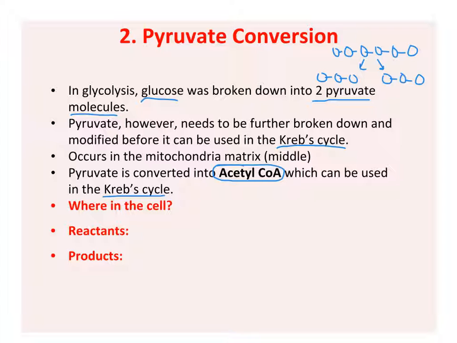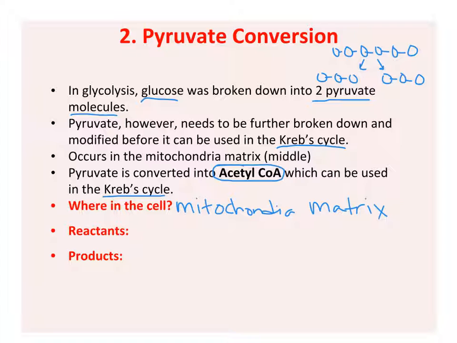It occurs within the mitochondrion, but to be more precise, it's called the mitochondria matrix. And if you remember from that first slide, the mitochondria matrix just basically means the middle of the mitochondria. And remember that mitochondria, that's like the powerhouse of the cell. That's the organelle that gives your cells its energy.